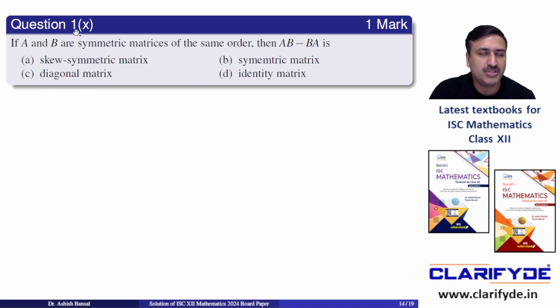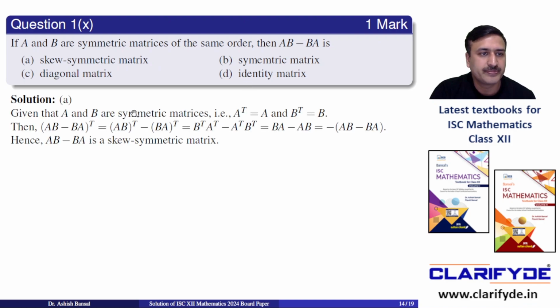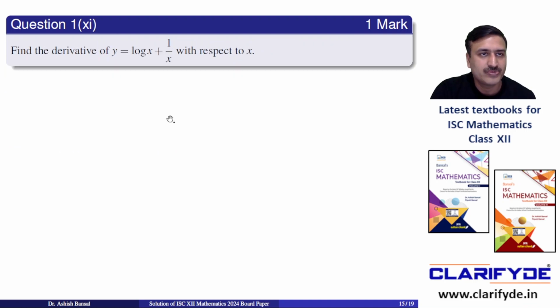Now question number 1, 10th part. If A and B are symmetric matrices of the same order, then AB minus BA is, we have to find the correct option. Option A is correct. Why? Because A and B are symmetric, so A transpose is A and B transpose is B. We can simplify (AB minus BA) transpose to get minus of (AB minus BA). So clearly AB minus BA is a skew symmetric matrix, hence option A is correct.